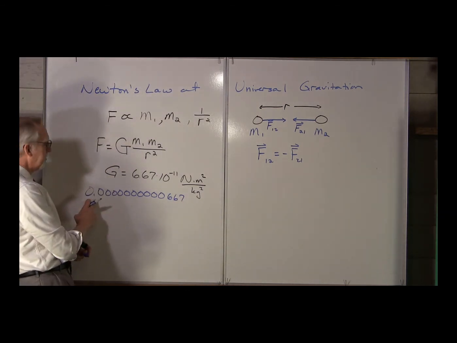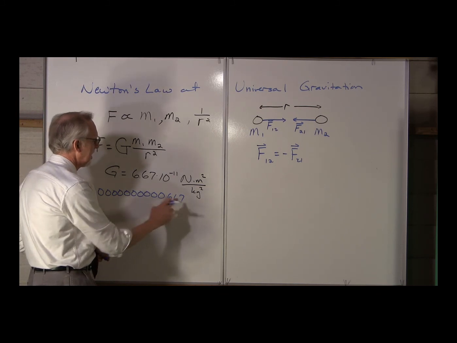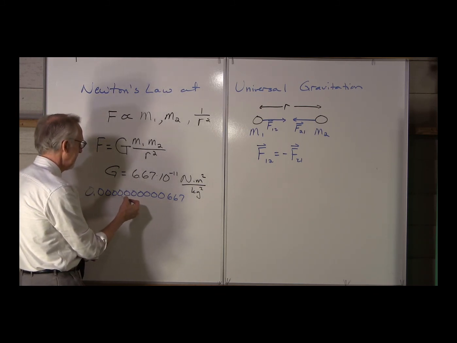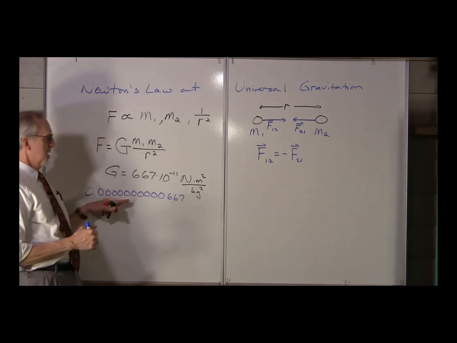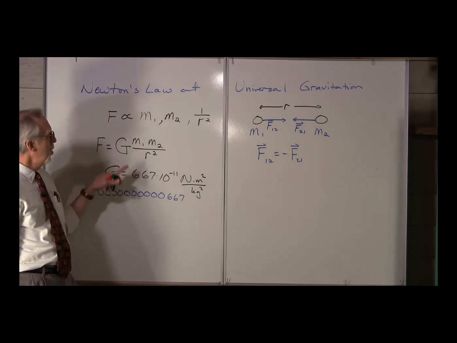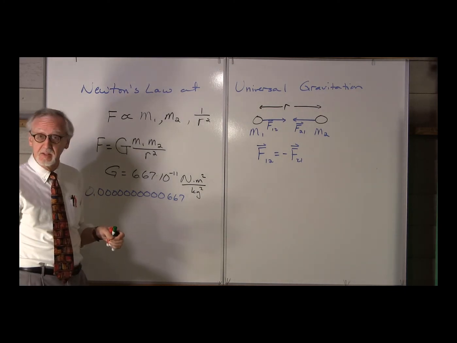So 0.000000000000667. I think I've got that right. So 1, 2, 3, 4, 5, 6, 7, 8, 9, 10, 11. Yep, that's it. That is a very small number. Well, what does that mean? Well, let's stick some numbers in here and find out what that means.